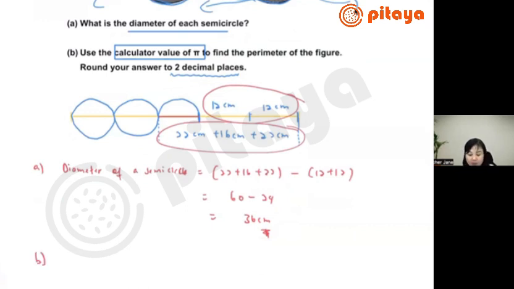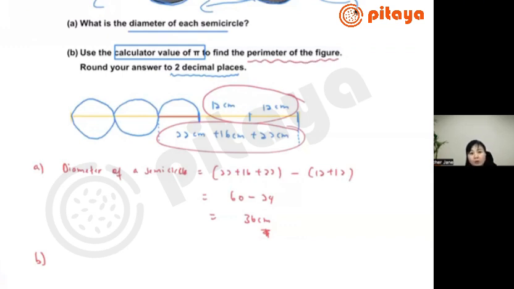For B, you are to use the calculator value of pi. So please do not use 22/7. Please do not use 3.14. You have to use the calculator value of pi because these three values have slight differences. So use whatever they requested. And then you are to find the perimeter of the figure.